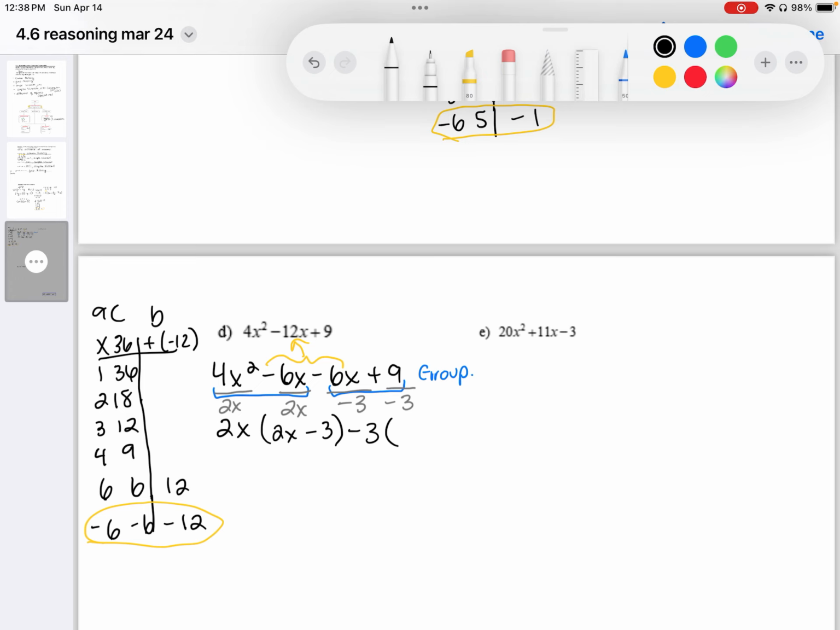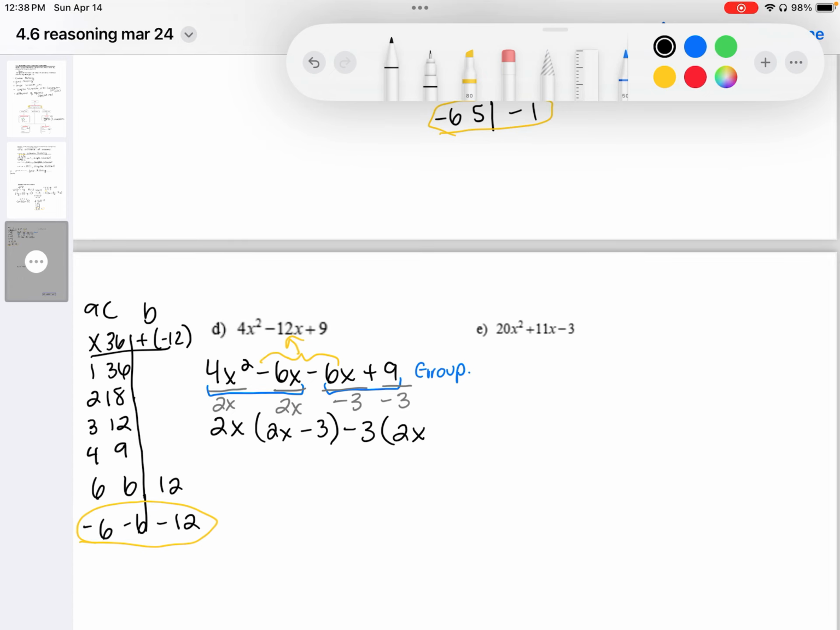Negative 6x divided by negative 3 is positive 2x. Positive 9 divided by negative 3 is negative 3. And now these two brackets match. So that becomes our common factor. And the leftovers, 2x minus 3. Oh, look at that. And so now I don't mind if you leave it like that, or you can write it as a squared. That's fine.